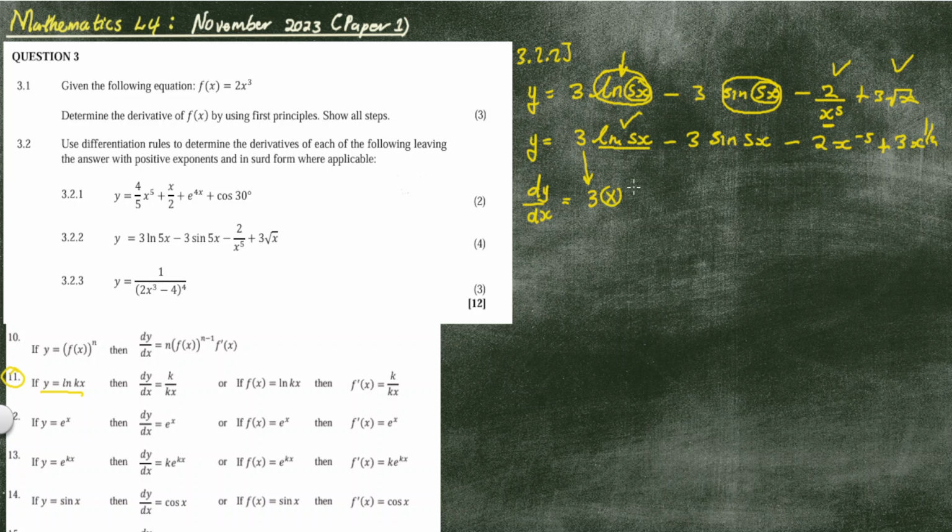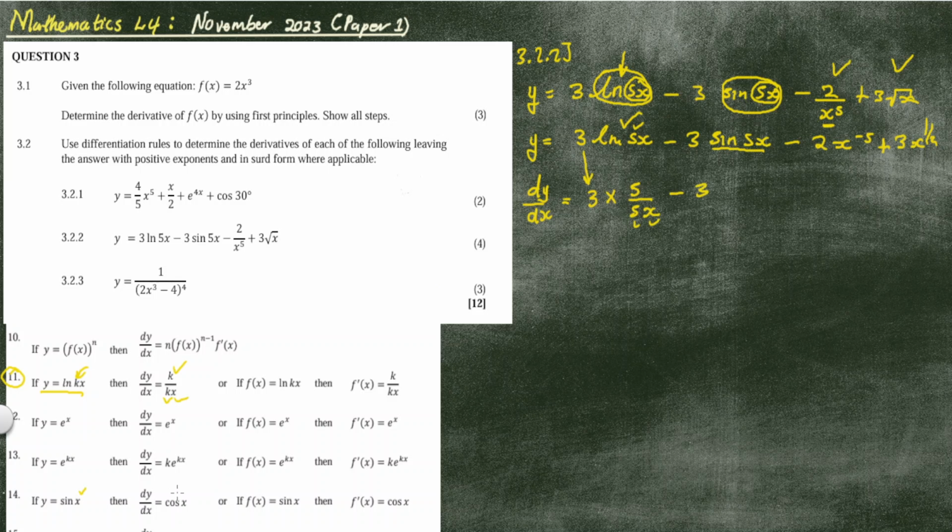The derivative for this is actually 5, which is this k, over 5x, which is this kx. So it's this k, which is that 5, over kx, which is this 5x, minus 3. What is the derivative of sine?